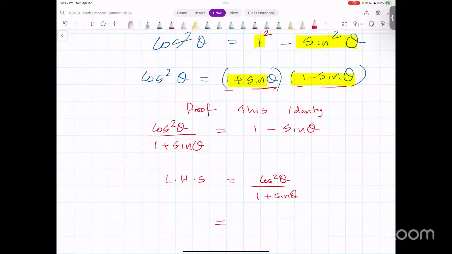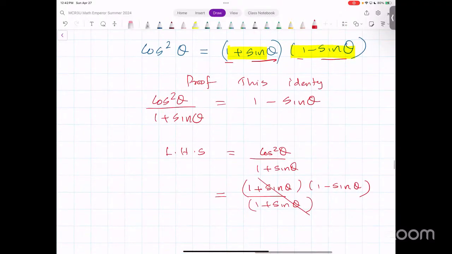Did I rewrite cos squared theta as 1 plus sine theta times 1 minus sine theta? So can I simply replace that? Everyone agree with me? What am I dividing by? 1 plus sine theta, isn't it? Can I cancel these two because they are exactly the same expression? What am I left with at the end? 1 minus sine theta. Is that sitting on my right-hand side? Did I prove the left-hand side of the expression is equal to the right-hand side?